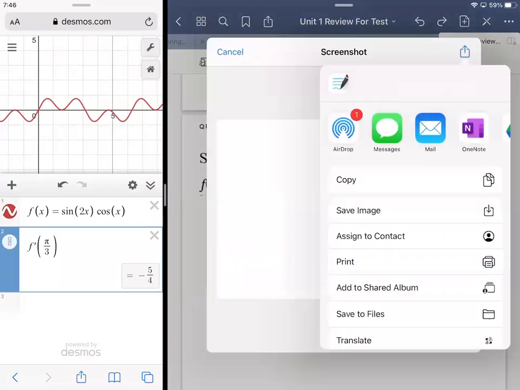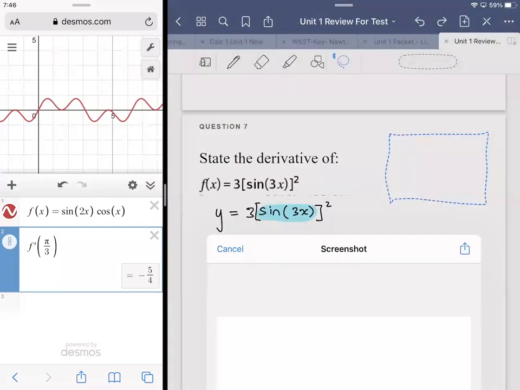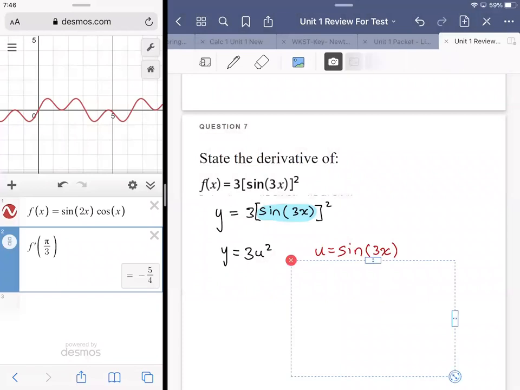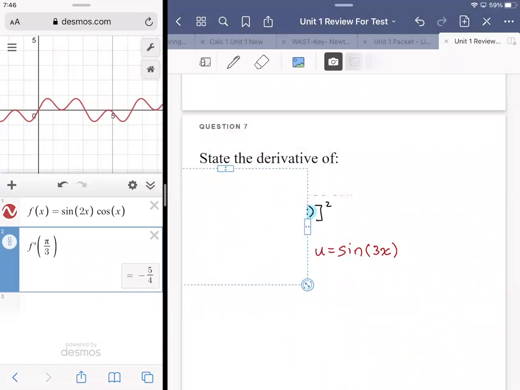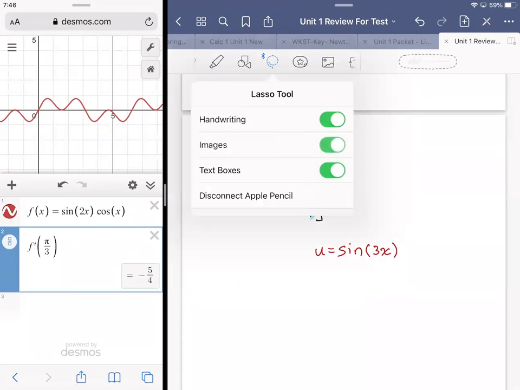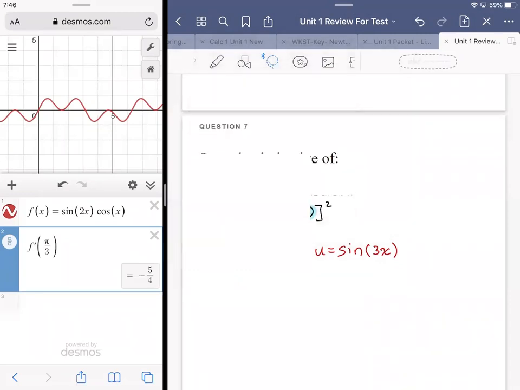Screenshot. Copy. All right, so pretend this stuff isn't here. Nothing there, nothing to see here. Pretend that this is its own problem, and you want to use the chain rule.